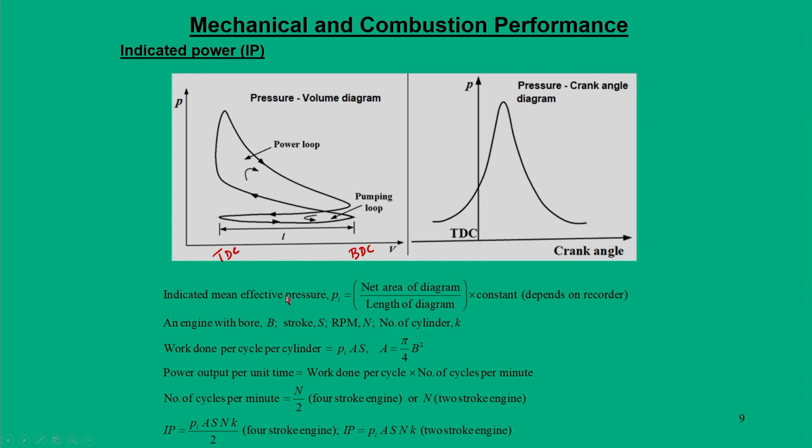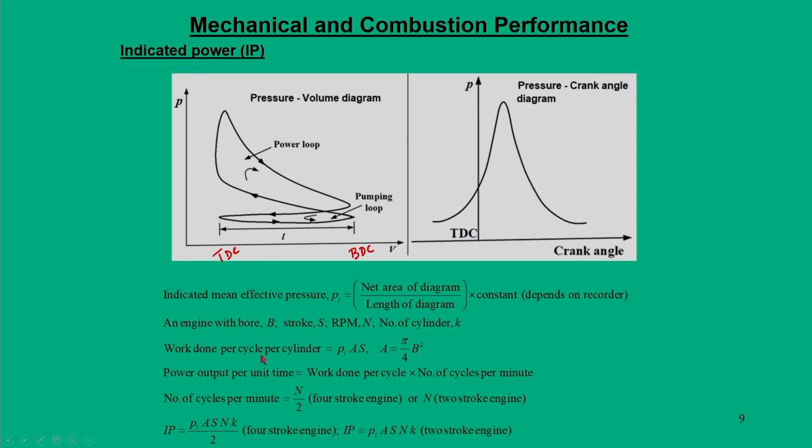So, this constant is a fixed constant with respect to the instrument point of view. Now, from this indicated mean effective pressure, we are going to calculate indicated power. How? Let us consider an engine with bore B, stroke S, engine RPM n, and this engine has a number of cylinders K. So, what we can write is that work done per cycle per cylinder is nothing but pressure into volume. Pressure is the indicated pressure P I, and volume can be represented as area into S, that is area into stroke length, and this area is nothing but pi by 4 into B square, where B is the bore.